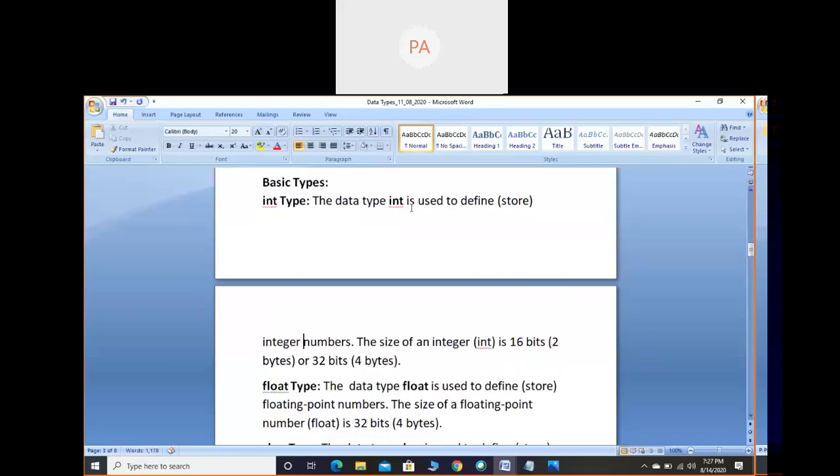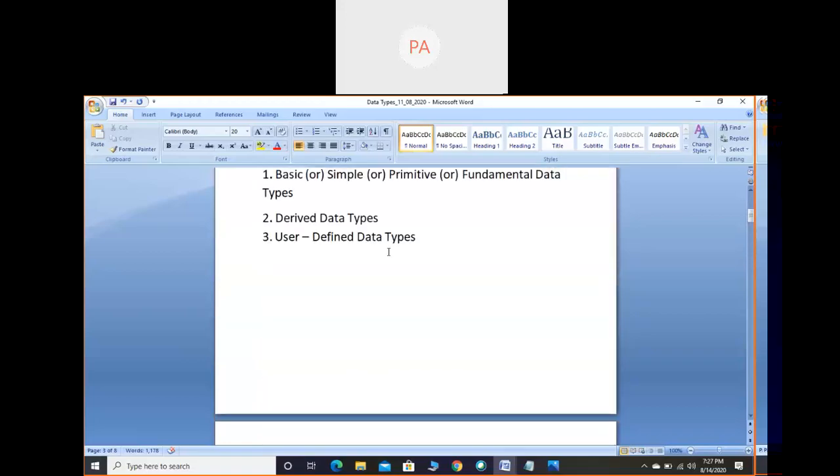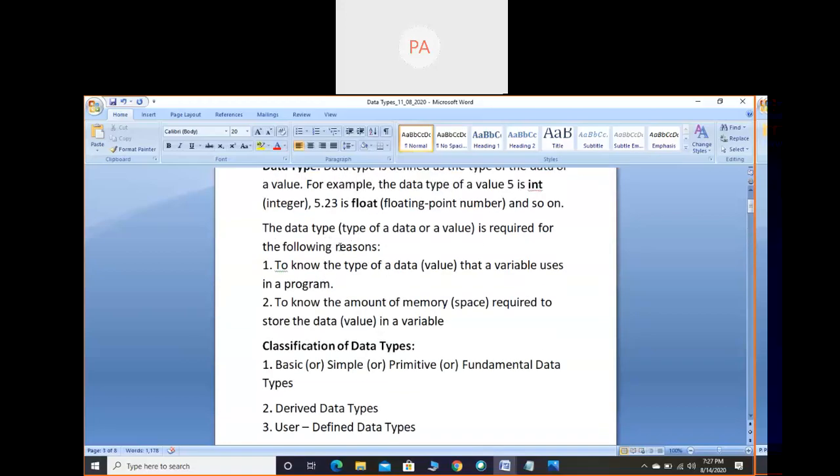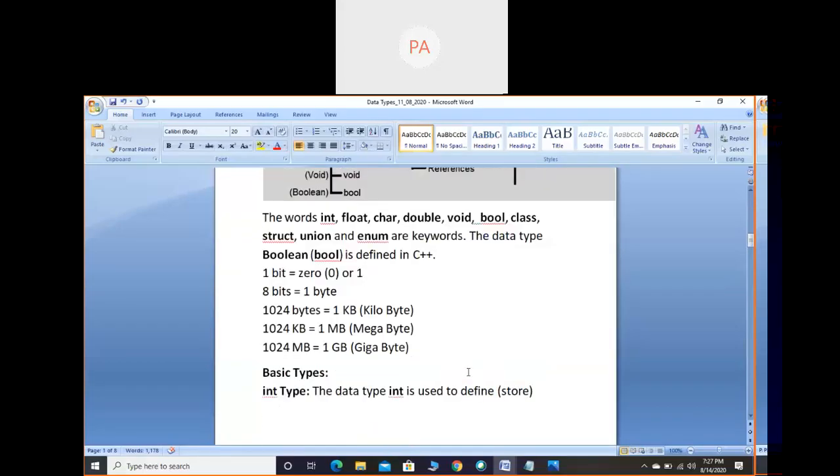The data type int is used to store integer numbers. When you write int, you understand that we are storing integer numbers in variables. Whenever we consider the data type, we have to consider the size also, that is memory. As we discussed, the data type is required to know the type and the amount of memory. Memory means space, and we talk about it in terms of bits and bytes.